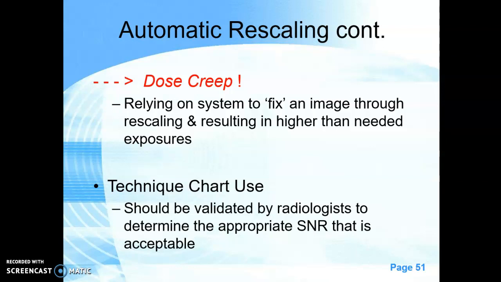And over time, this is going to result in you using higher than needed exposure values. Essentially, the doses that you use and give to patients are going to creep up over time. Secondly, there is very good validation for using technique charts. These should be used by technologists to determine that the appropriate signal-to-noise ratio is being used and is acceptable.